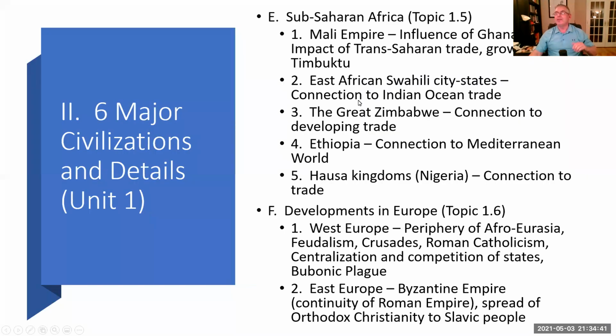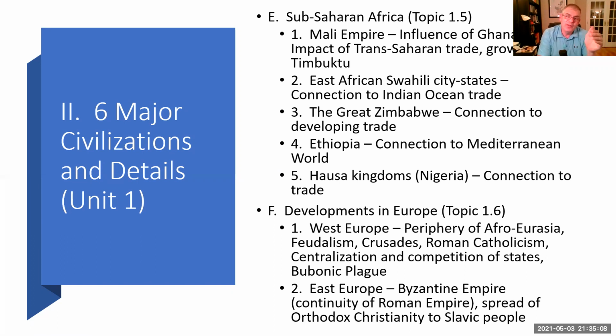Now we go to Africa and we focus on the sub-Saharan African societies. So in Western Africa, south of the Sahara Desert, we have the Mali Empire, which is an outgrowth of the Ghana Empire, just builds on the Ghana Empire. The Mali Empire is in the middle of the trans-Saharan trade. And since they can tax the trans-Saharan trade, that allows them to generate revenue and generate growth and power.